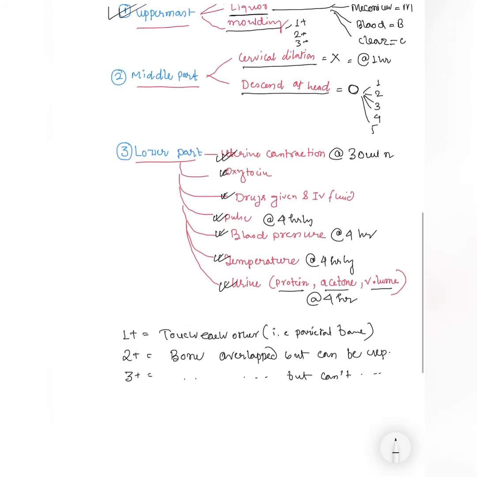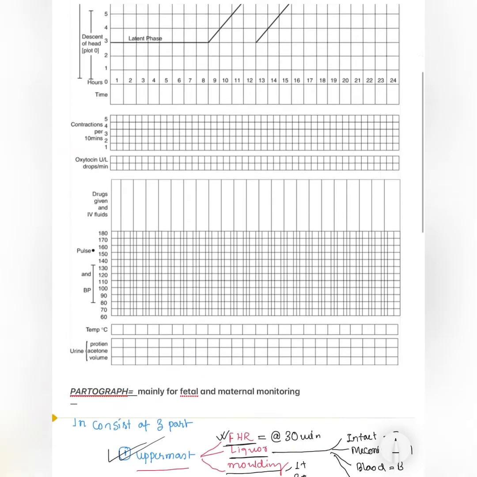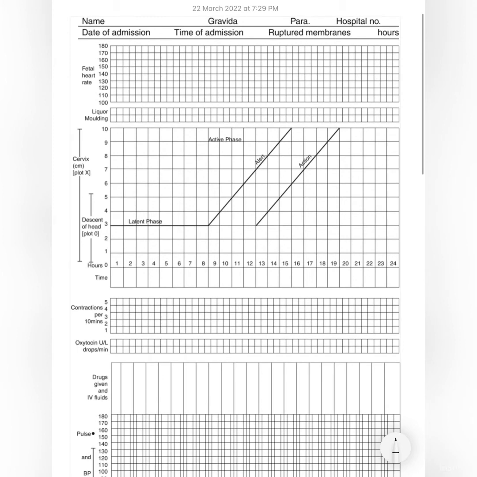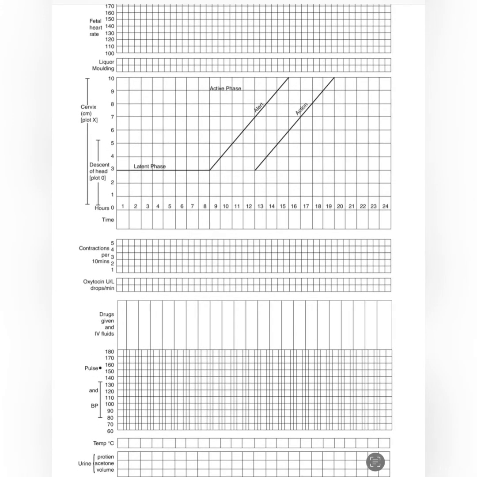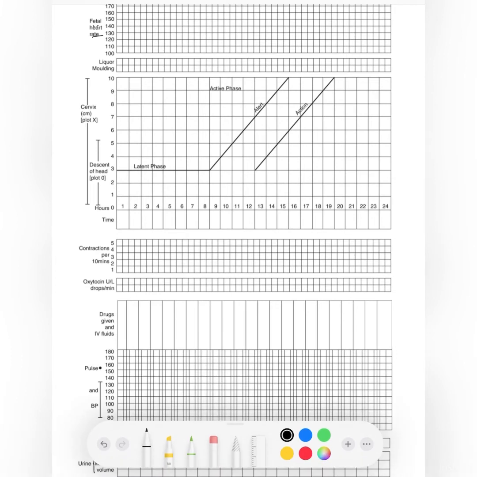Now we are going to the main topic: how will you plot this in our exam? First, the fetal heart rate at every 30 minutes. If we find 130 at the first hour, we denote it at 1. Then suppose it is 140 in the next 30 minutes, then suppose it is 150. This is how we plot it. So this is the fetal heart rate.